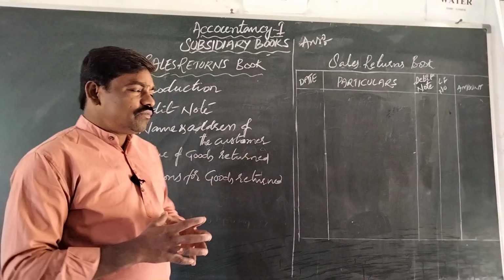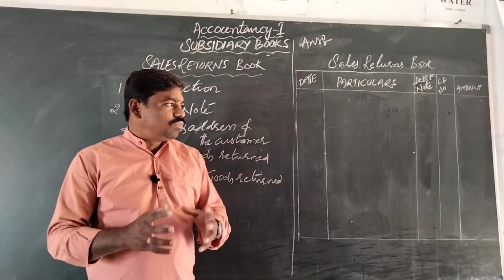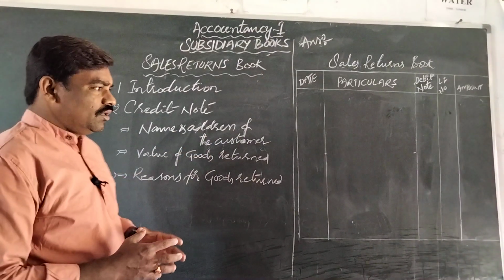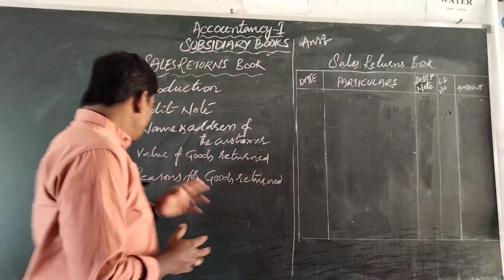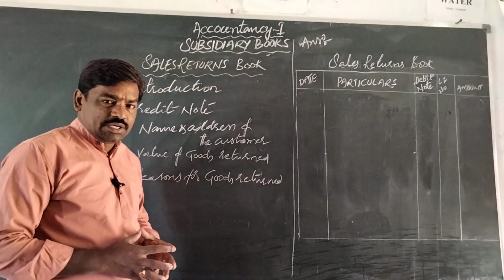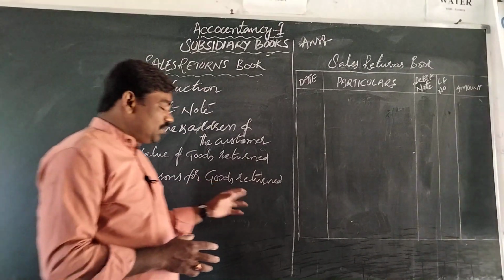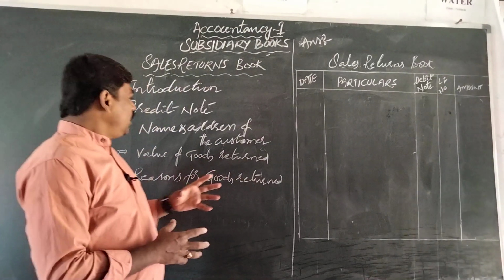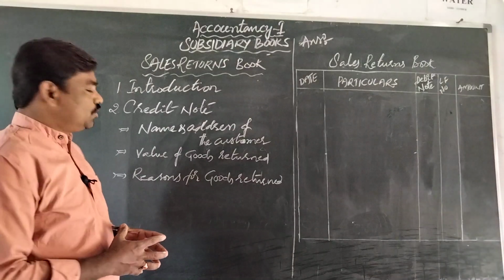In the credit note we find a few points like the name and address of the customer, the value of goods returned, and the reasons for goods returned. All these things we find in the credit note.